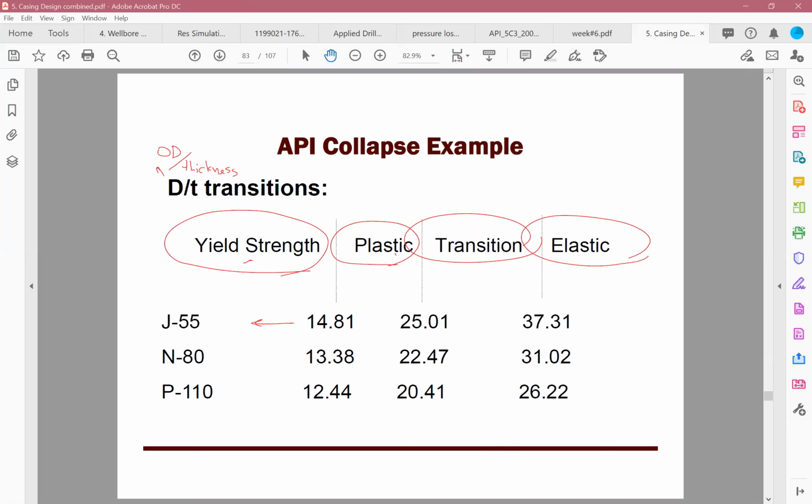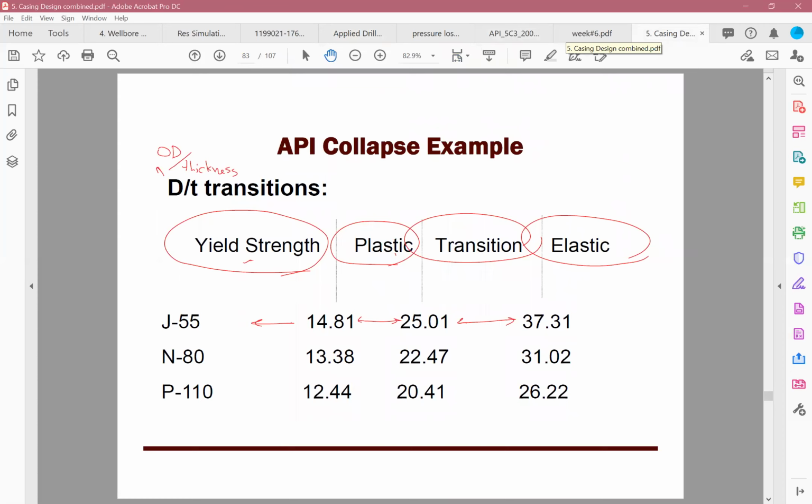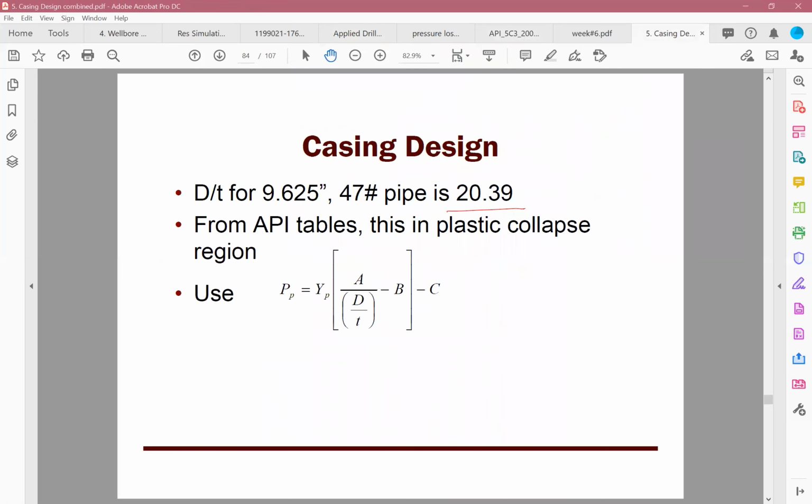Is it less than this, between these two numbers, or between these two numbers? These are based on the API tables, which I haven't still shared with you. Once I assign the homework, I'll share these tables with you as well. And for N80 casing, based on this table, 20 is in, I should look at this number, but it's still here. N80, that's 20 for us, right? So it's a plastic collapse that we need to use the equations for, right? So plastic collapse, the equation for plastic collapse is this equation.